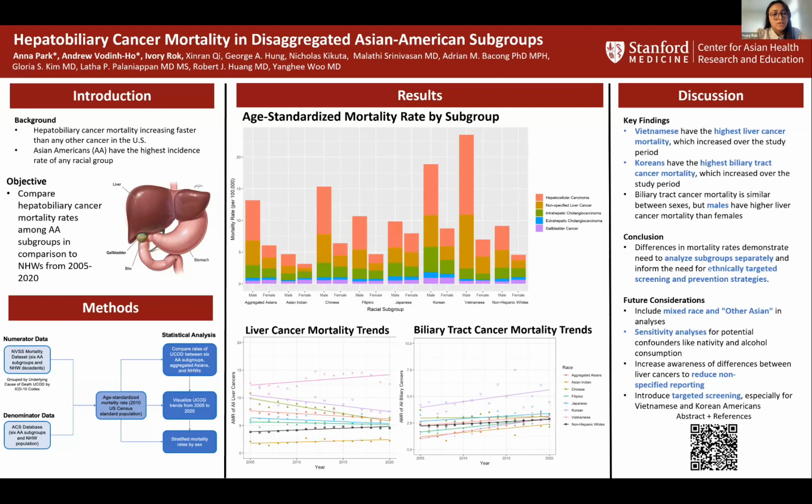as introduce specific screening guidelines for Vietnamese and Korean Americans. Please refer to the QR code to see our abstract and references used.